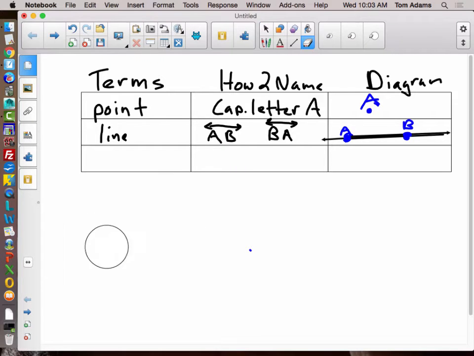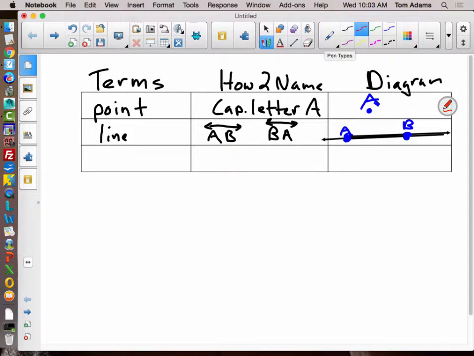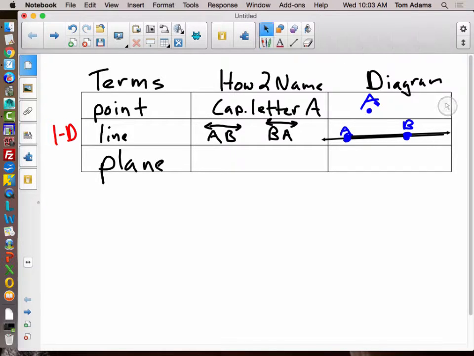So the next thing that we need to talk about is plane. By the way, I want to highlight some things that aren't in the book. A line exists in one dimension. A plane, well, that exists in 2 dimensions. Put your thinking caps on. Where does a point exist?